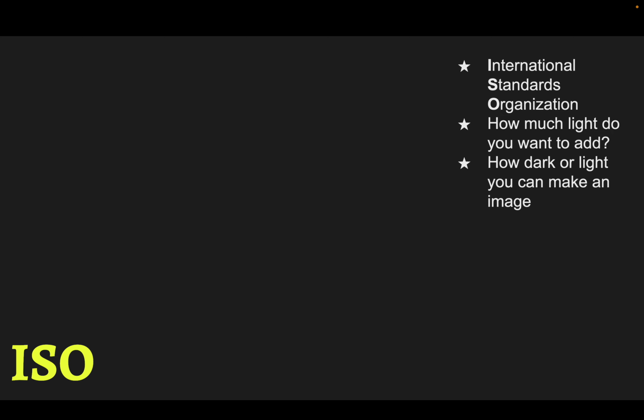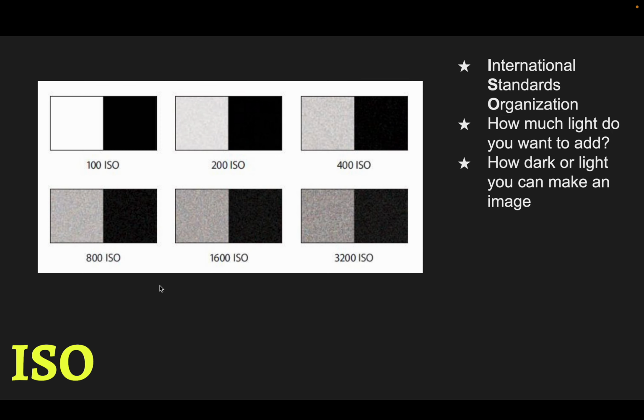All right, moving on to ISO. So ISO stands for International Standards Organization, if you were curious, but we refer to it as ISO or ISO. So also tomato, tomato, whatever way you want to say it. But this is how much light do you want to add? How much light do you want to make up for? This is your camera's sensor being more sensitive to light, increasing or decreasing the ISO. So how dark or light you can make an image.